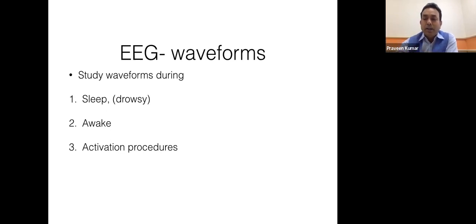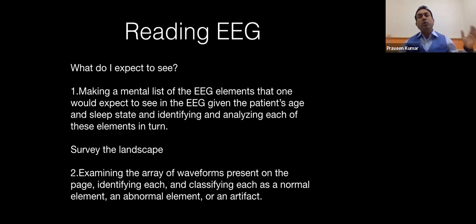We'll talk about the hyperventilation and the photic stimulations. So when you see the EEG waveforms, you've got two ways to see these EEGs. Either you make a mental list of your elements, like you know from the history, from the requisition, this is a 10-year-old, apparently healthy child, and I'm going to see an EEG which has both awake and sleep record. So it means that you've got a mental picture of a 10-year-old child in wakefulness.